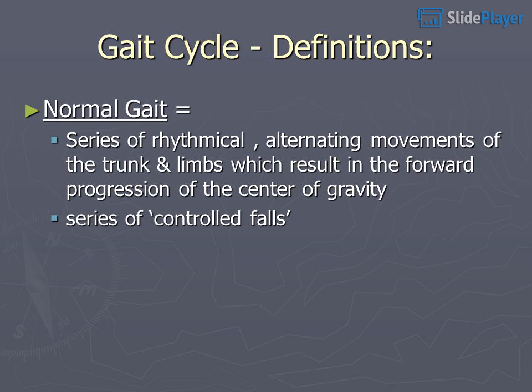Gait cycle, definitions. Normal gait equals a series of rhythmical, alternating movements of the trunk and limbs which result in the forward progression of the center of gravity. A series of controlled falls.